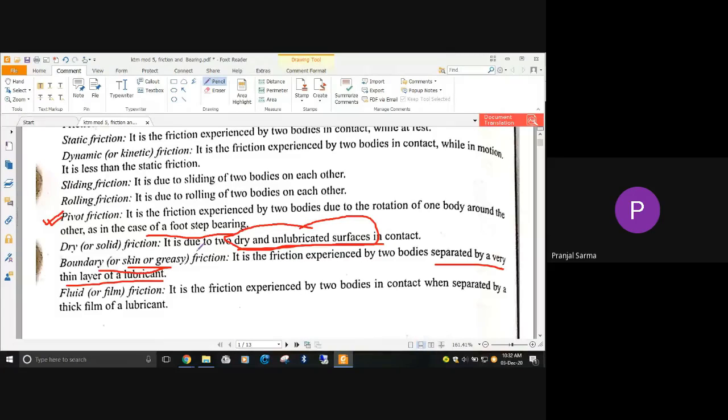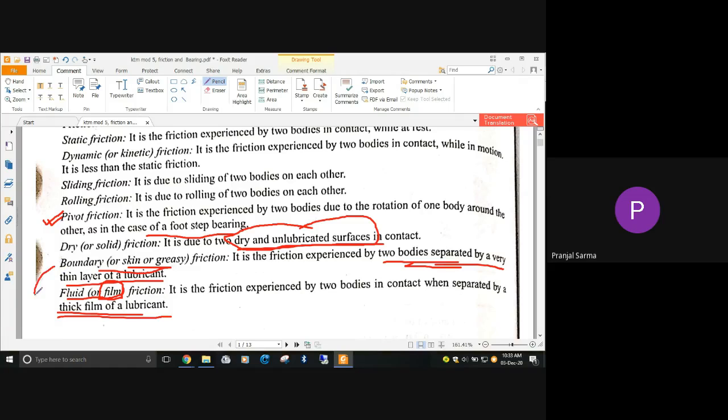Next, similarly, there is a term known as fluid friction or film friction, F-I-L-M. It's not the movie or that kind of thing. This fluid friction is a kind of higher version of lubrication. Basically, it is the friction experienced by two bodies which are in contact, but are separated by a thick film of a lubricant. In that case, it will be known as fluid friction or film friction.